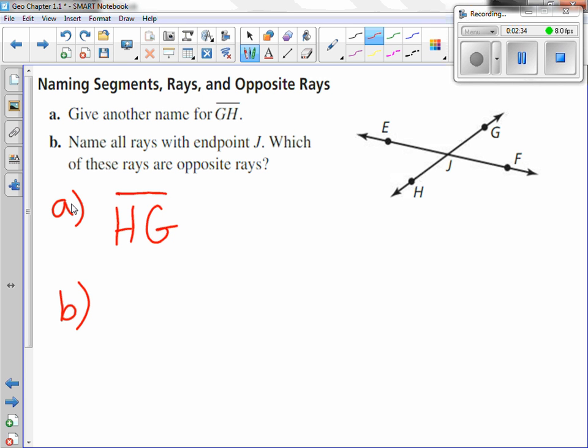Now let's look at the next part, rays. Name all rays with endpoint J. So what would we want? Well, we can have JE. Now we're going to have a ray above it. So I'm going to just draw the line first. I'm not going to put the arrow because we're going to need one arrow. Would the arrow go above the end of that line on E or on J? So would we have the arrow on this side, over here, or that side? It would be on this side here, the side next to the E.